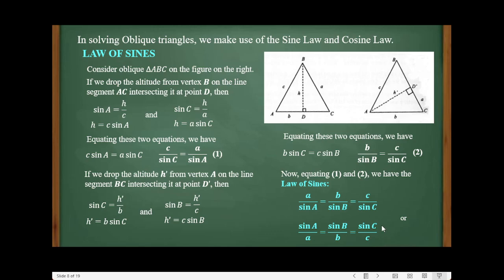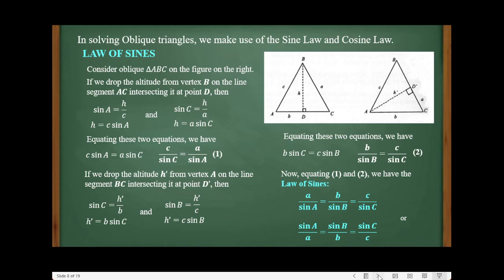Now, this is the law of sines. Meaning, if we are going to interpret the formula, it means that in a triangle or in an oblique triangle, the ratio of one side to the sine of its opposite angle is constant. Okay?